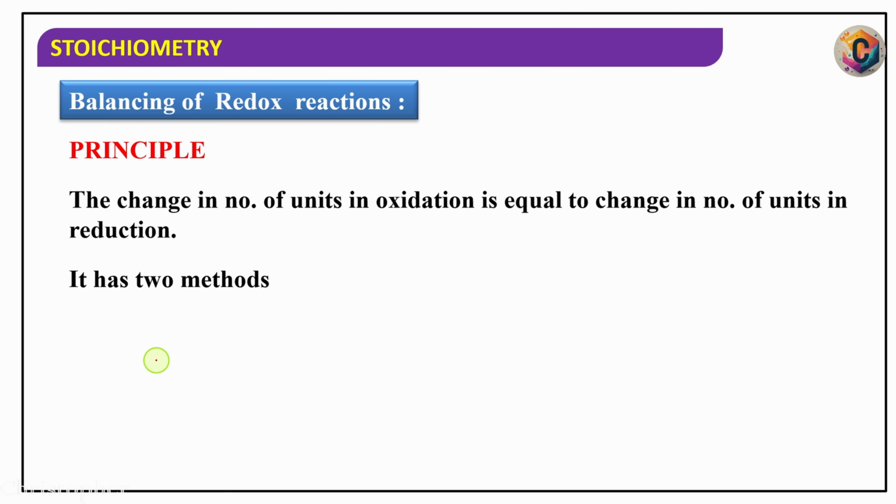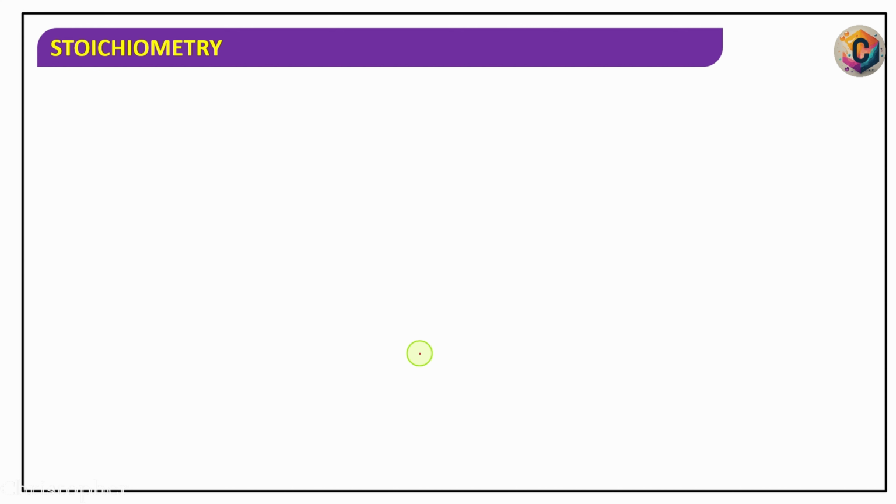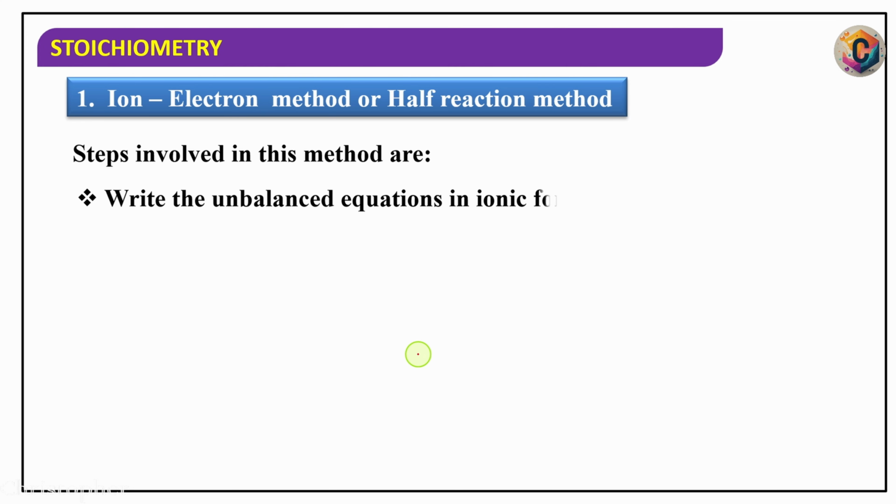We have two different methods to balance this. First one, the ion electron method, which can also be called the half reaction method. The second method is the oxidation number method. Today I'm going to teach how you can balance any redox reaction using the ion electron method. I'm going to tell you the steps involved.